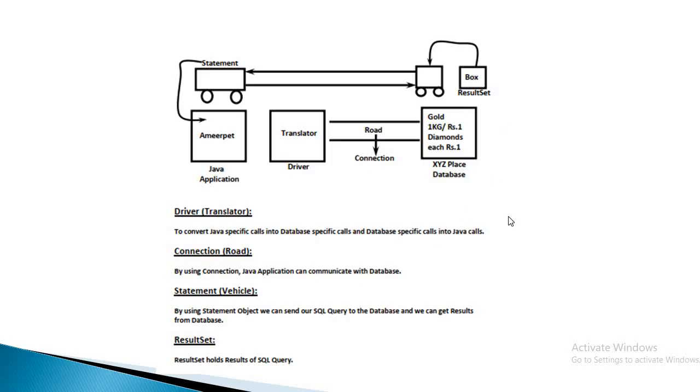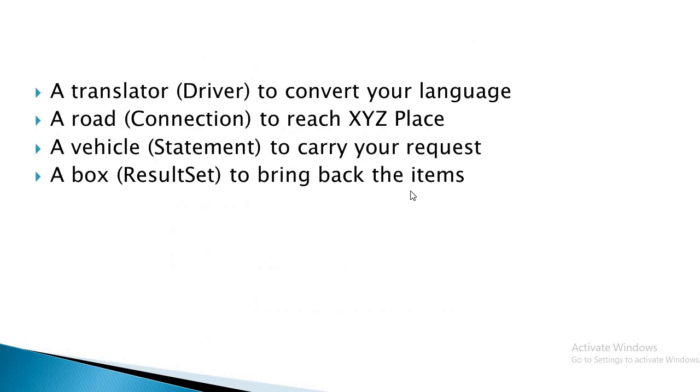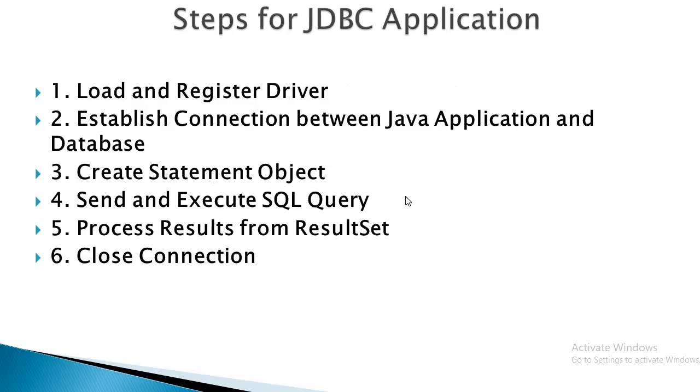Driver is used to convert Java-specific calls to database-specific calls. It is like a translator only. Connection is a road. Statement is a vehicle. ResultSet will hold the result. So the translator connects your languages. The road is to reach our place, any place. The vehicle is the statement to carry our request. For example, when a user executes a particular request, it carries out the particular statement to execute it. Then the box is the result set to bring back the items.